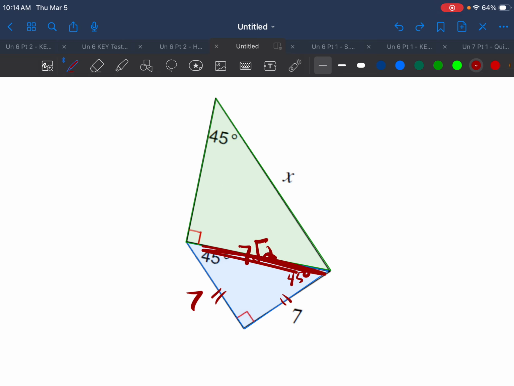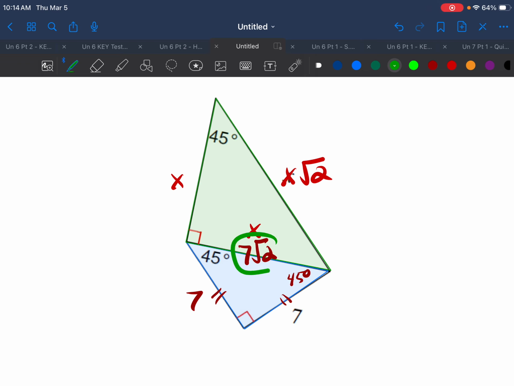Now, what used to be the hypotenuse for the blue triangle is now the leg for my larger green triangle. So again, I'm going to take my time here. I'm going to write my rules on here. This is now x, x, and this is x radical 2. All right, so now I'm just going to switch colors here just so it matches up. So I'm going to go green. So 7 radical 2 is one leg. That means 7 radical 2 is the other leg because they're equal.